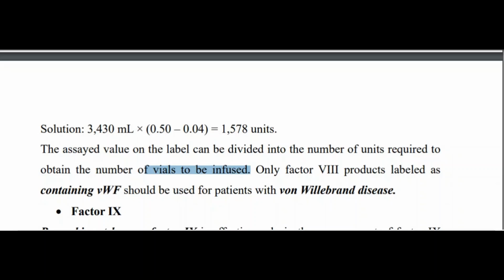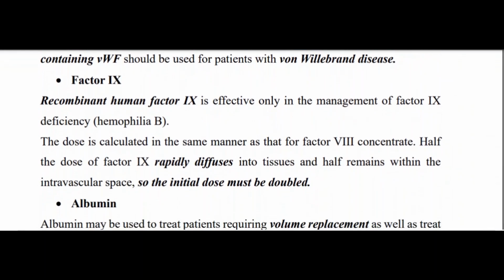Only factor 8 products labeled as containing von Willebrand factor should be infused for a patient with von Willebrand disease. For example, some factor 8 concentrates also contain von Willebrand factor, so we can use them if we are suspecting von Willebrand disease. So that's how we can dose factor 8 concentrates, the same way as factor 9 concentrates.